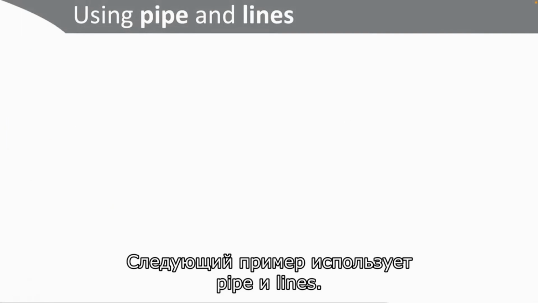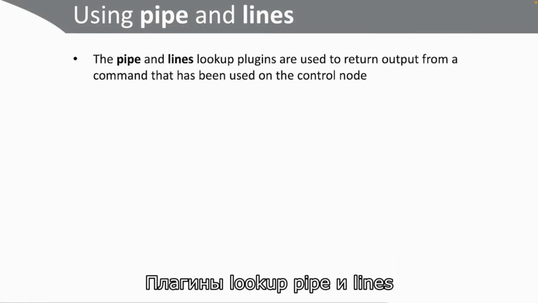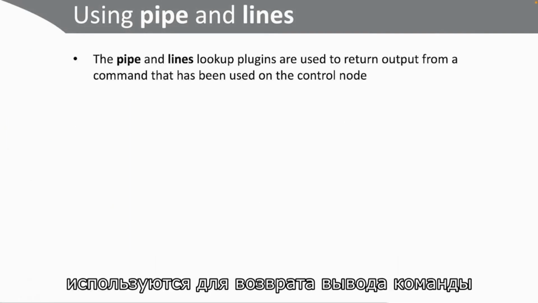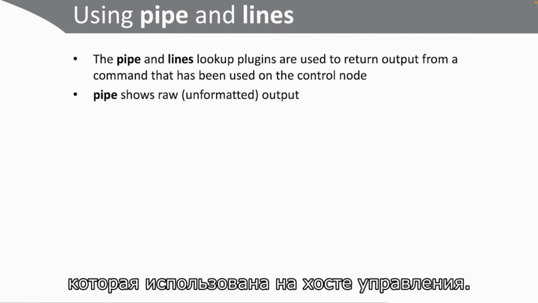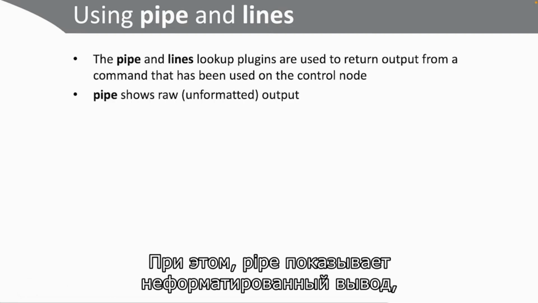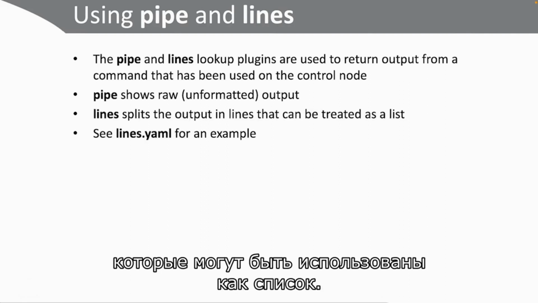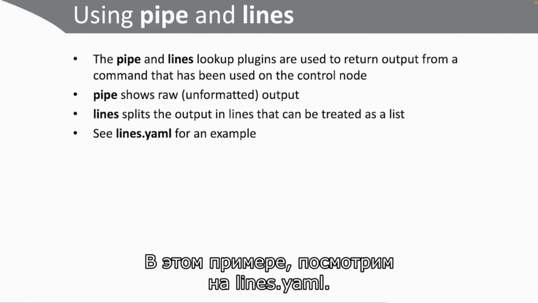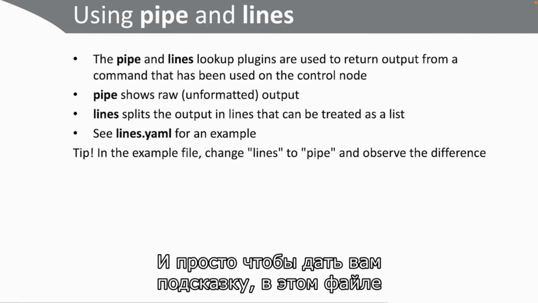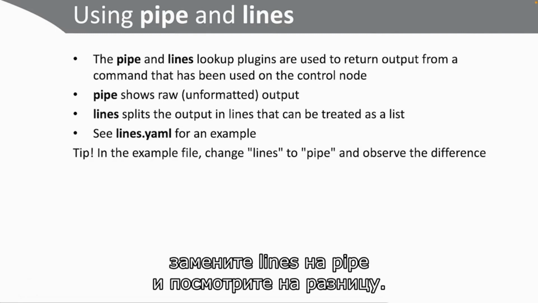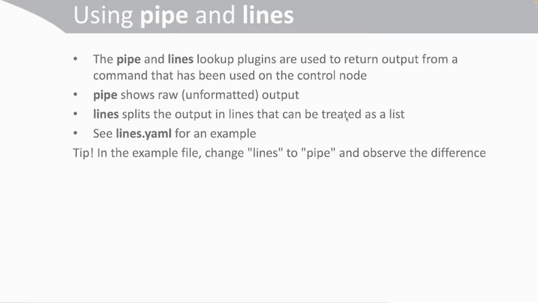Our next example is based on pipe and lines. The pipe and lines lookup plugins are used to return output from a command that has been run on a control node. Where pipe shows a raw, unformatted output, lines splits the output in lines that can be treated as a list. In the example, let's have a look at lines.yaml. And just to give you a tip, in the example file, change lines to pipe and observe the difference. Let's go check it out.